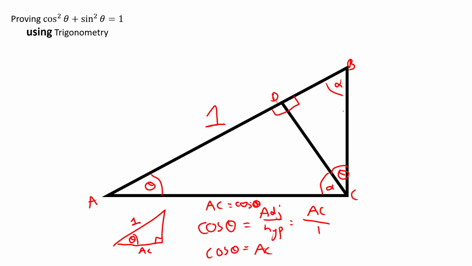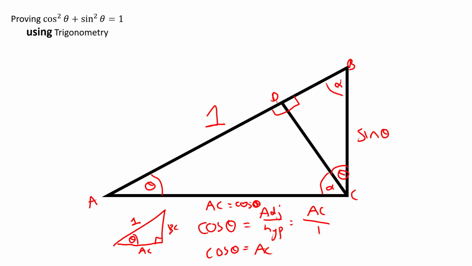So let's keep going. By the same process, BC ends up being sine theta, because we use the same triangle, except we're trying to find the length BC. So we do opposite over hypotenuse, BC over 1, which just gives me BC. So the length BC is just sine theta. Now, if you had Pythagoras here, you'd just say, well, cos squared plus sine squared equals 1. There we go. But we're not going to use that.